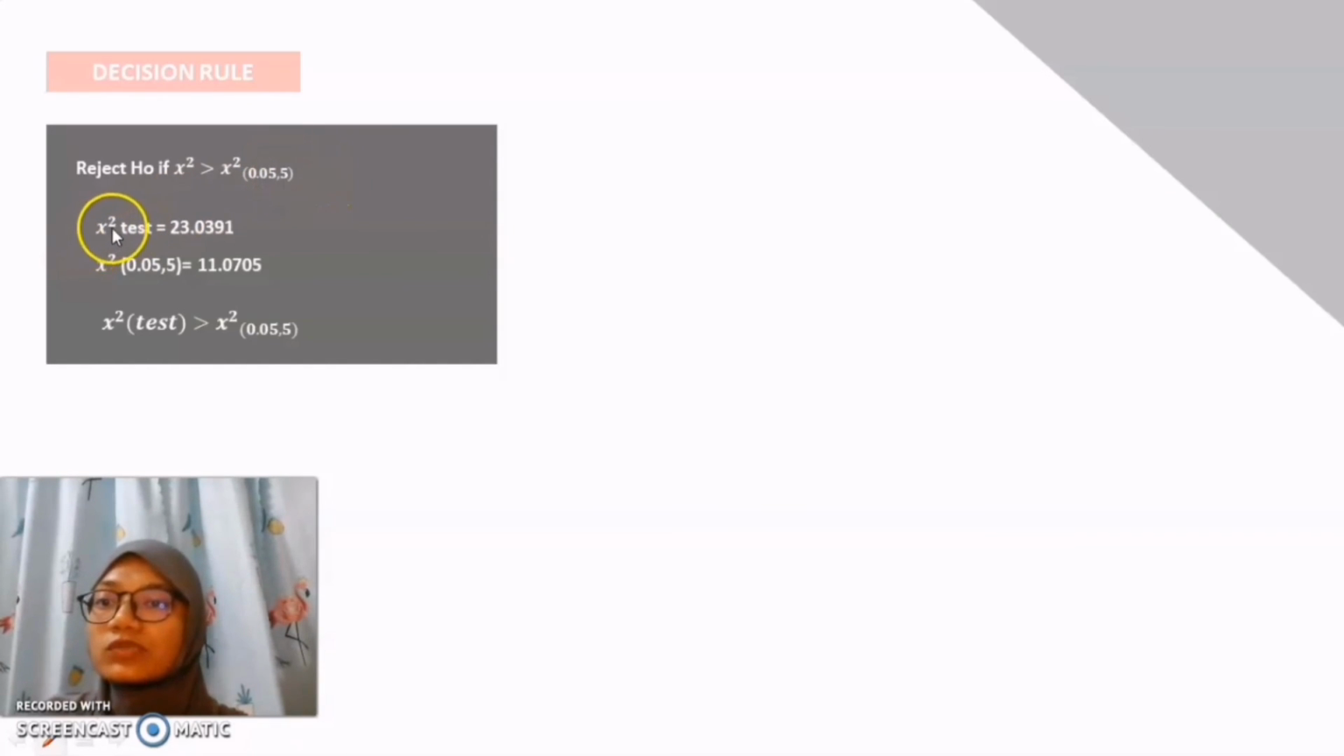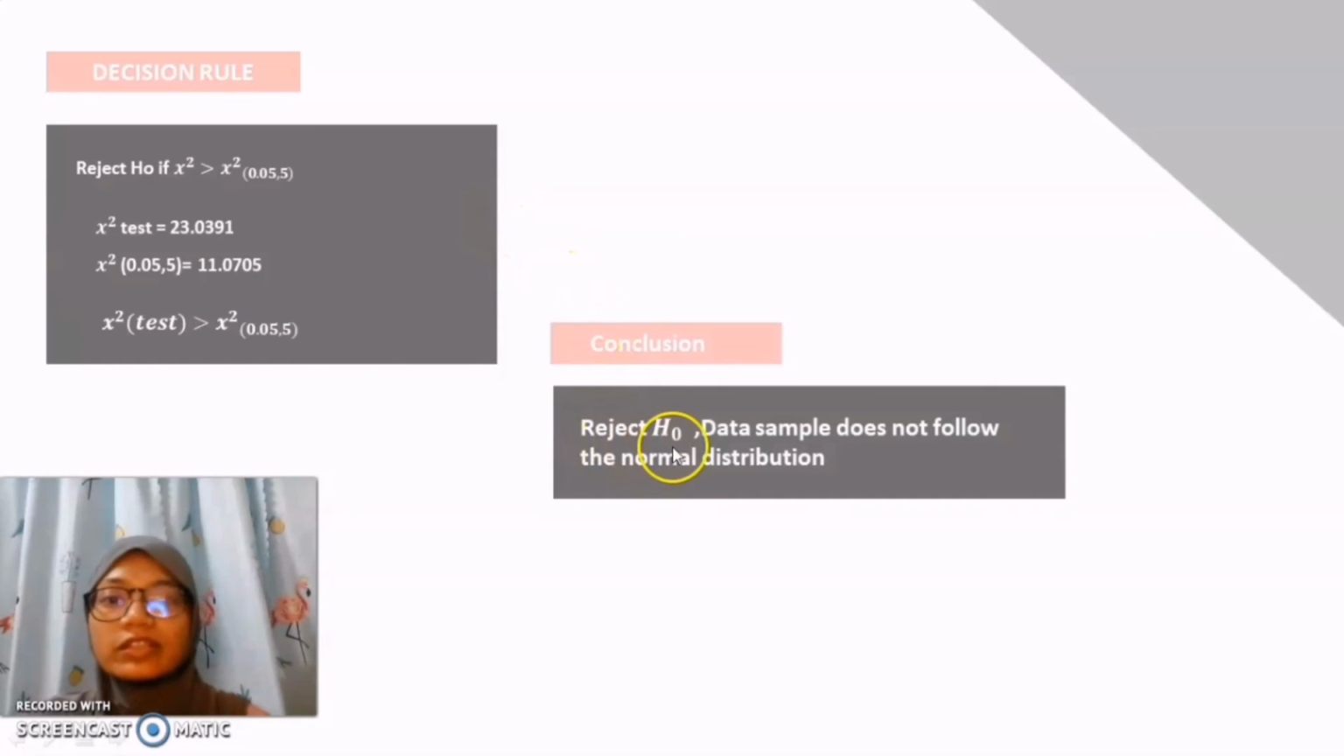So chi-square we got from the test statistic is 23.0391. We got chi-square from the table, 11.0705. So from this, we can see that the chi-square test statistic is bigger than chi-square alpha, k minus unknown parameter minus 1. So the last step, which is the conclusion: we reject H null. Data sample does not follow the normal distribution.